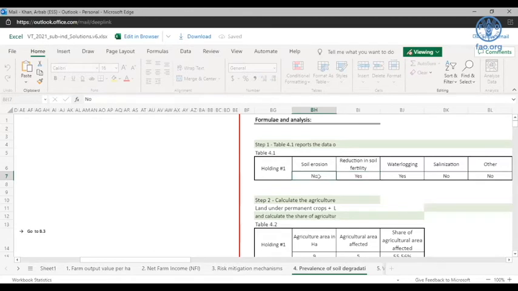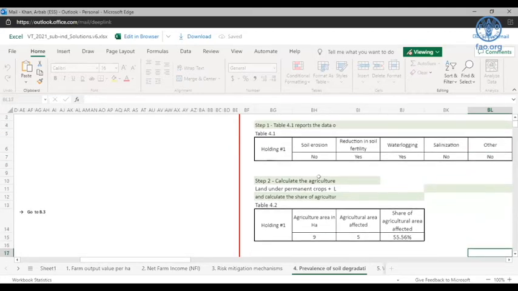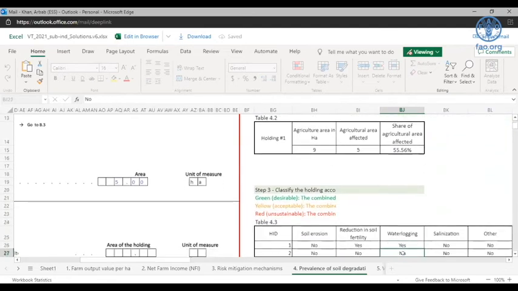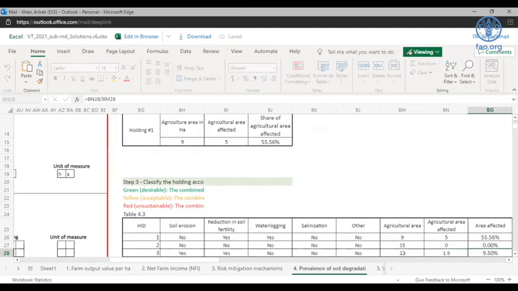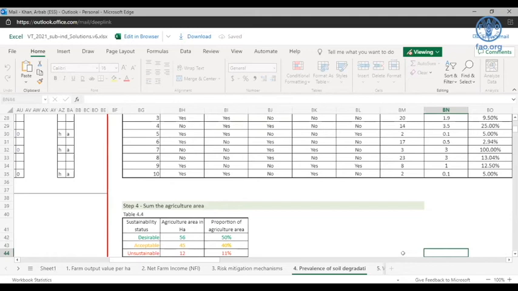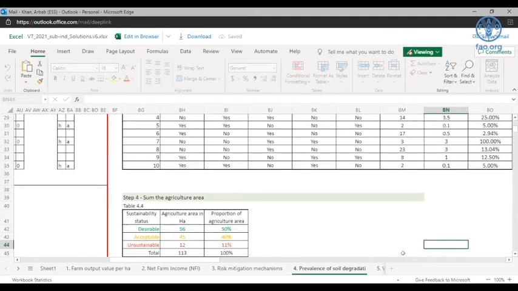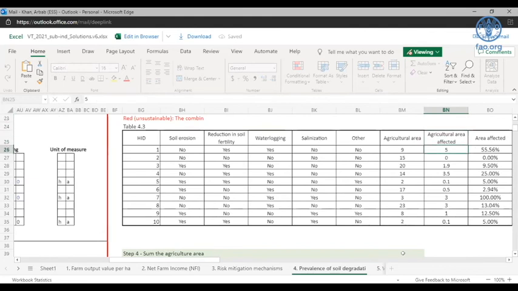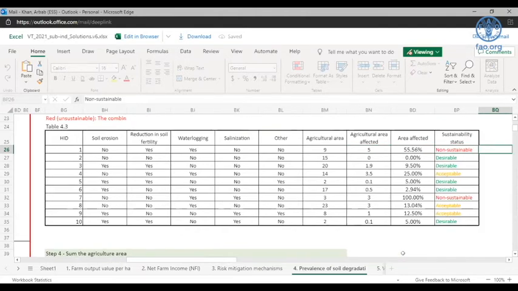analyze information: soil erosion, no; reduction in soil fertility, yes; water logging, yes; salinization, no; other, no. Total area of the holding is 9, total area affected is 5. It's a simple formula, you divide 5 by 9 to arrive at the percentage. And so on. Okay, and so on. We start classifying the areas highlighted as greens, yellows, and reds.